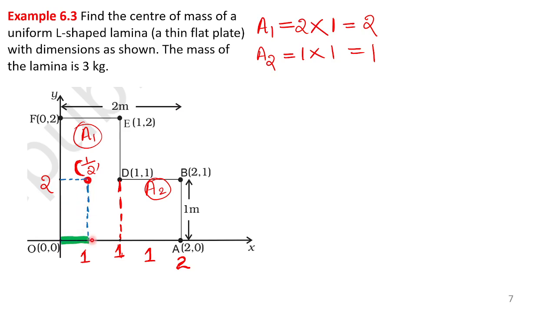Now height. The height is the y coordinate. The height is what? This one. This height is the y coordinate of the center of mass. It will be 1, half of 2, right? Center, understood. So this height should be 1. So 1 by 2 comma 1 will be the center of mass of the first area.